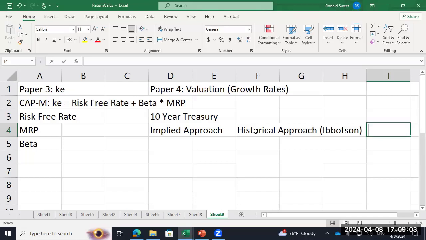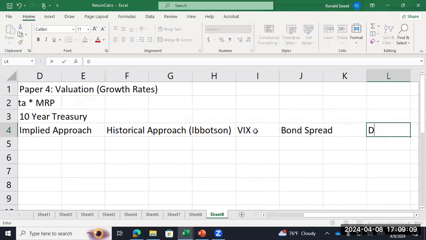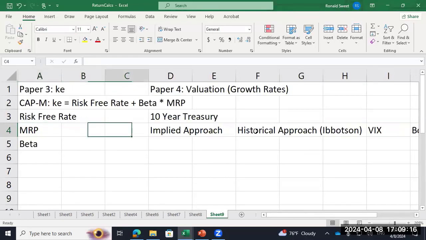There are others. There's the VIX approach. There's the bond spread approach. There's the even discount model approach, which I don't think works at all. There's all these other approaches. I think today almost everybody uses the implied approach. All right, so that's what we want to use in the paper.